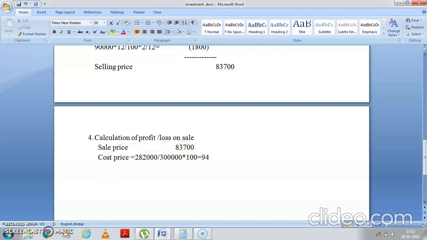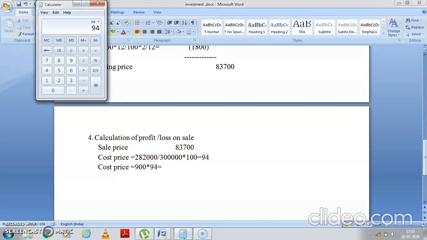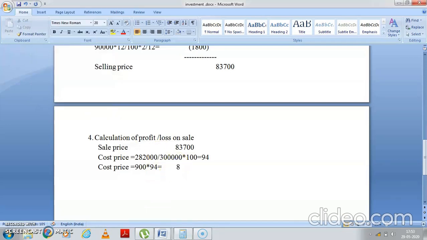Yes, so your cost price is coming to 900 multiply by 94. You'll be getting how much? So you will be writing 94 multiply by 900. So you are getting 84,600. See, this was your price.